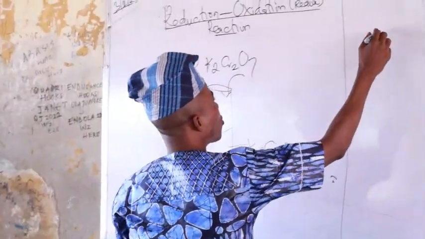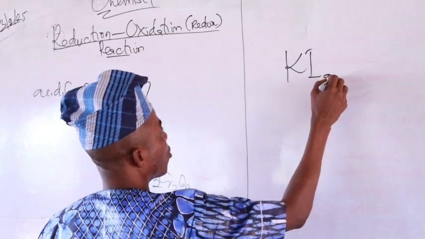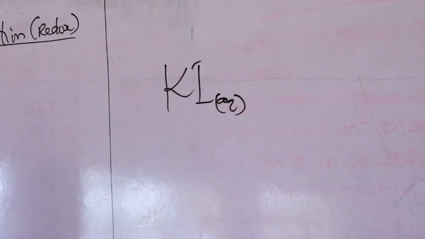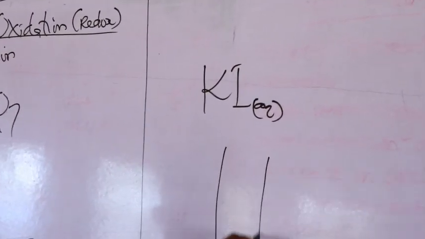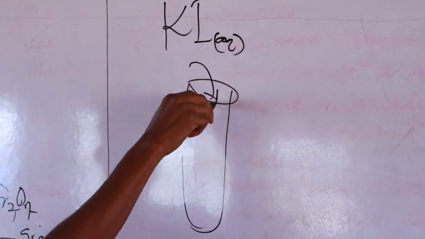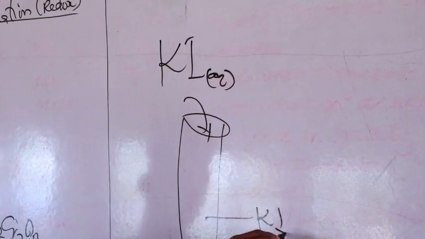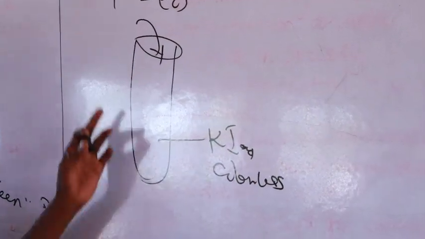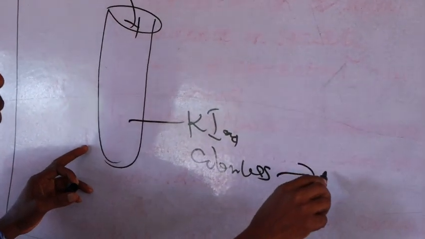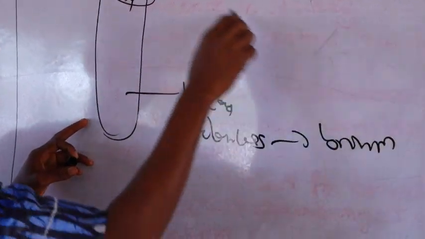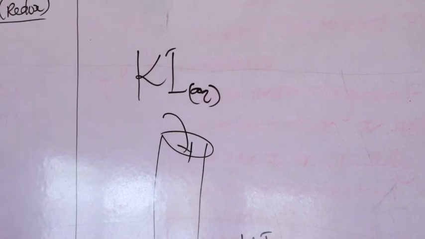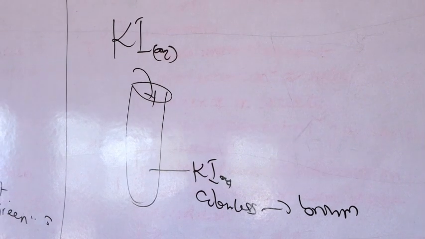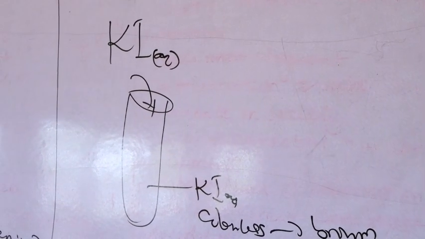So we can as well use potassium iodide solution to test for an oxidizing agent. Potassium iodide is colorless. If the substance added to it changes this colorless solution to brown, then you can say what you have added is an oxidizing agent. I think that was where we stopped last class.